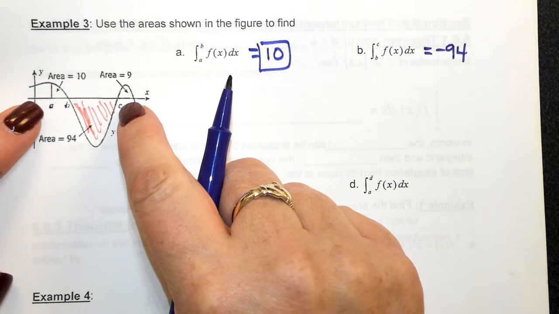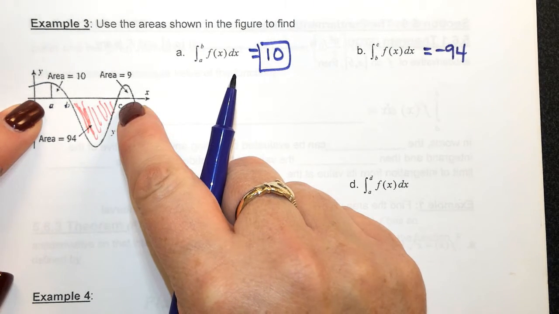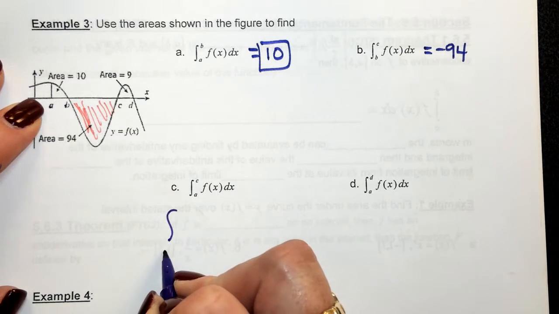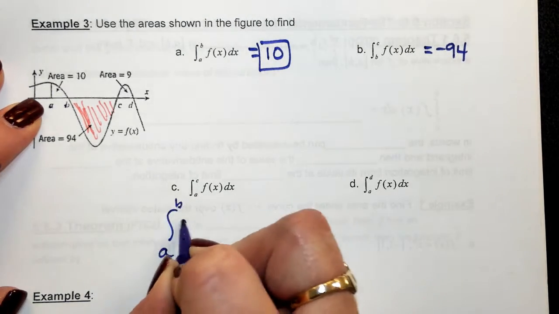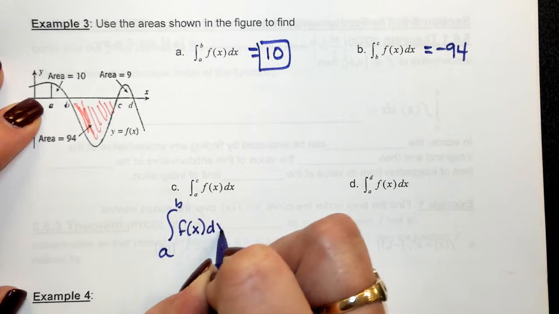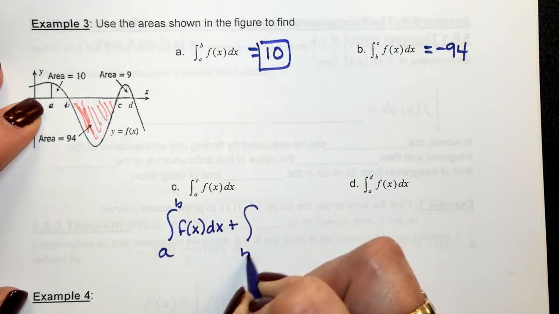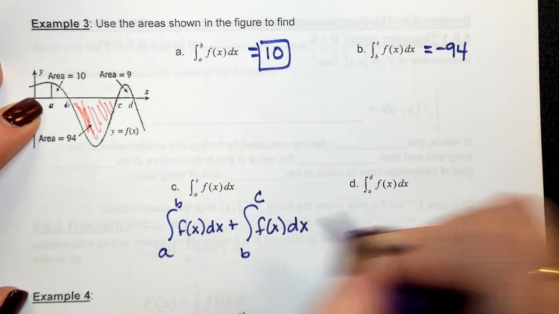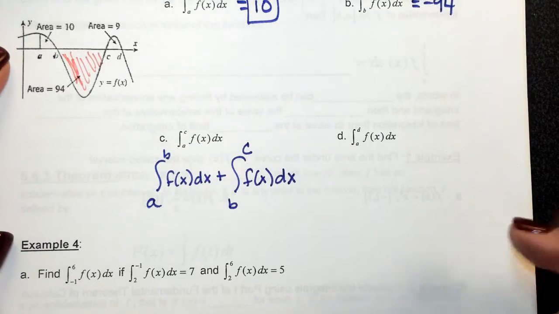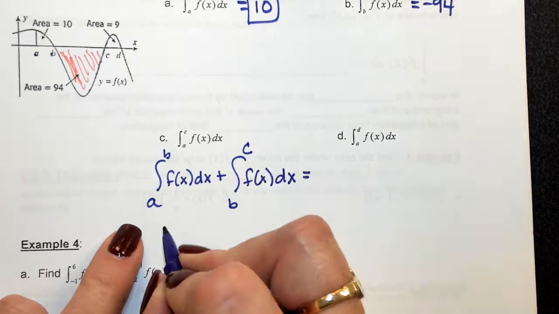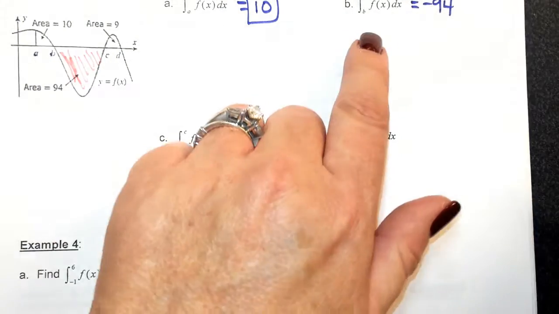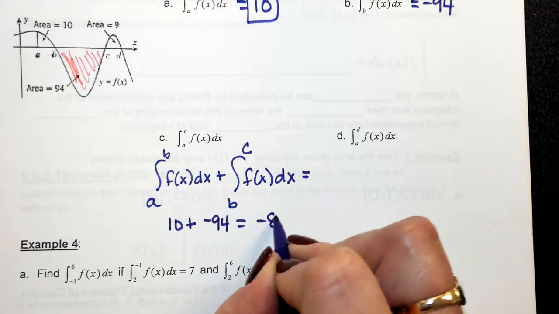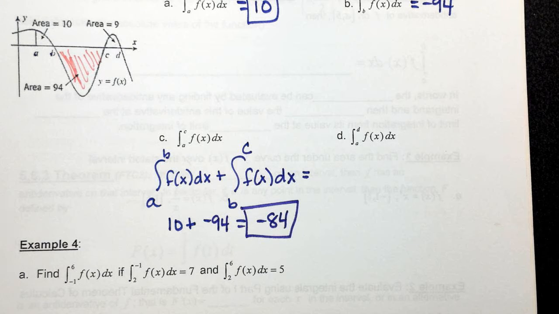So now from A to C. Again, remember what you can do is just simply add those areas together. So I can take the area under the curve from A to B of f of x dx, add the area under the curve from B to C of f of x dx. We already know the area under the curve from A to B was 10, plus the area under the curve from B to C was negative 94. So this area is going to turn out to be negative 84.